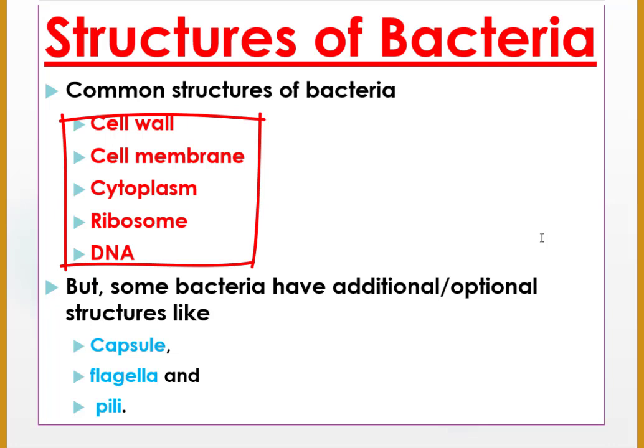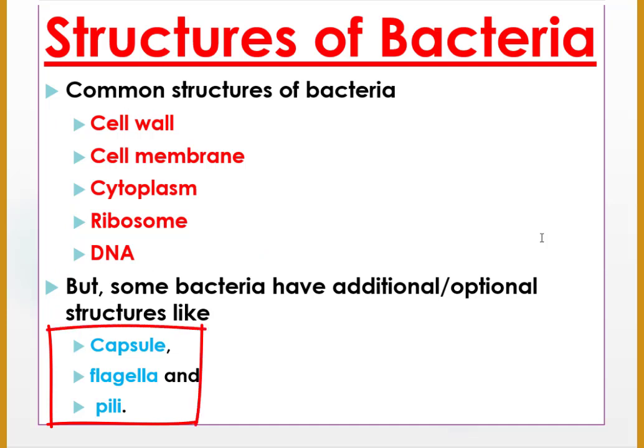But some bacteria have additional or optional structures based on their habitat or their adaptation. These are capsule, flagella, and pili. These additional structures have survival value in certain harsh or harmful environmental conditions.